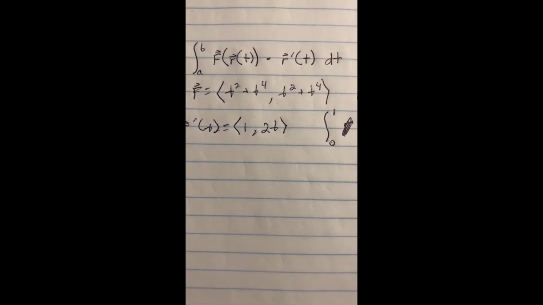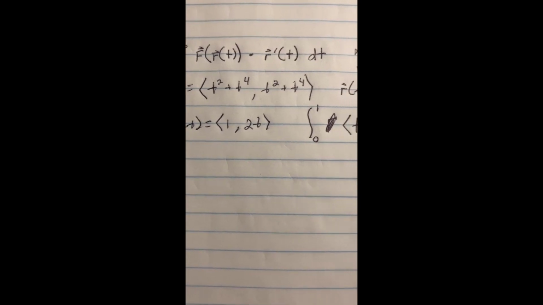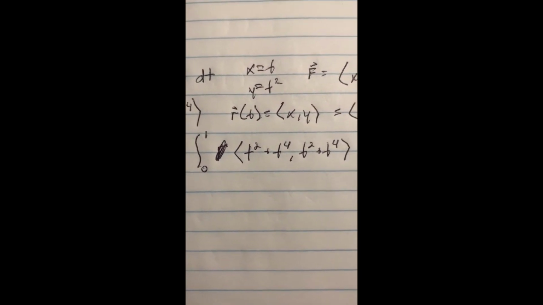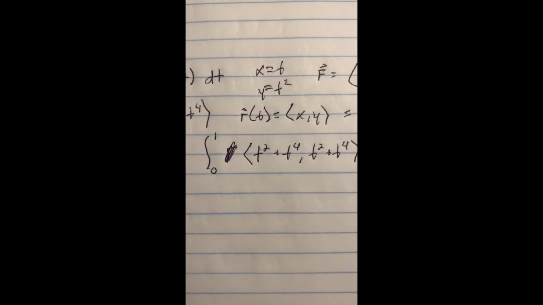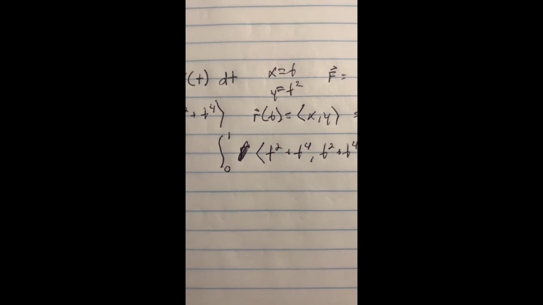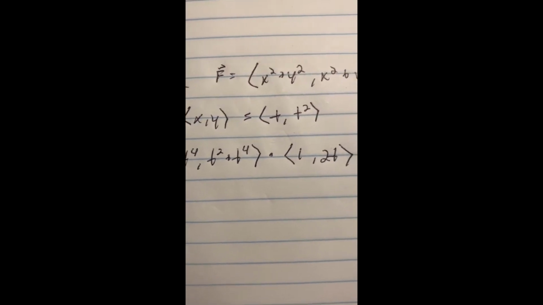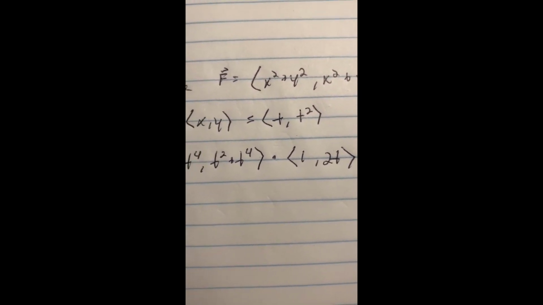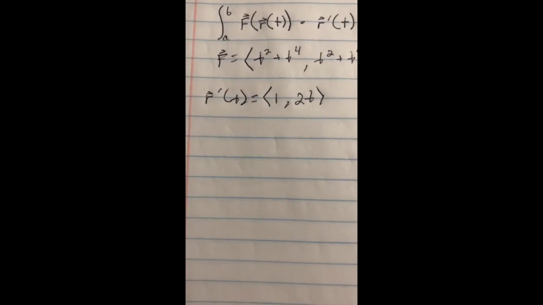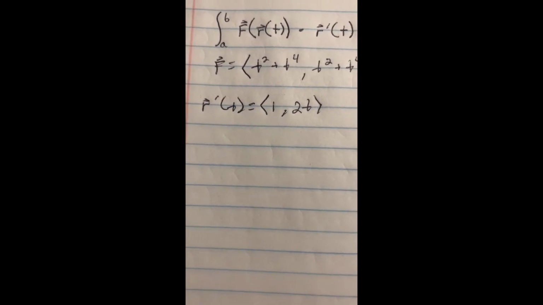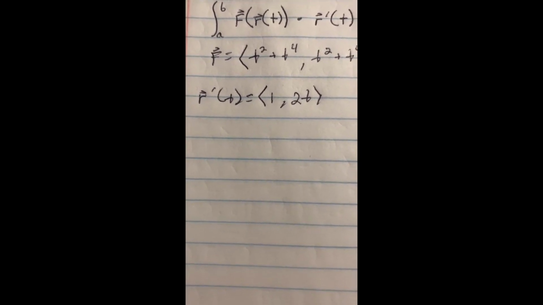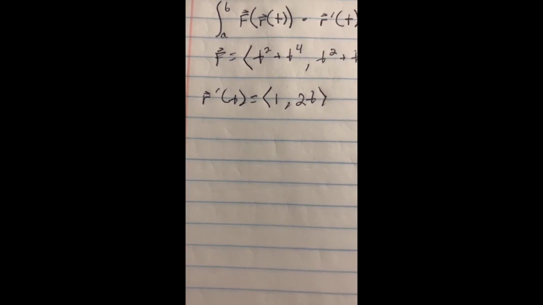So from here, we want to find the r prime of t component. So we know that r of t is equal to x comma y. And again, if we substitute those values in for x and y that we know, we get t comma t squared. And then to take the derivative, you just take the derivative of the x component and the y component. So you get r prime of t is equal to 1 comma 2t.